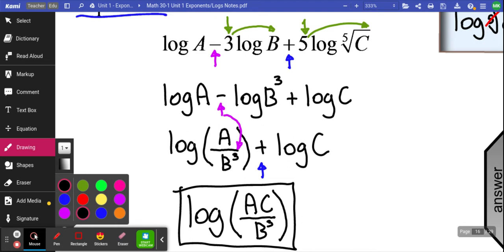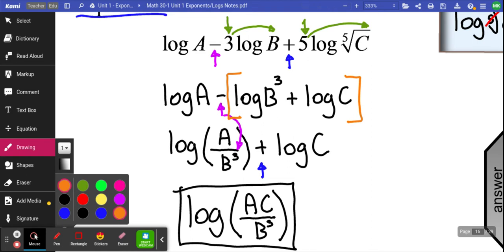In all honesty, when I've seen questions like this on tests and diplomas and whatnot, if they wanted you to do that first, they would bracket it up and say do these log laws first because it's in brackets. Then you can go to the next one.